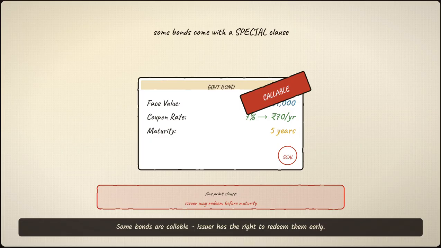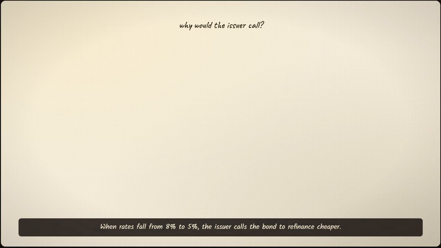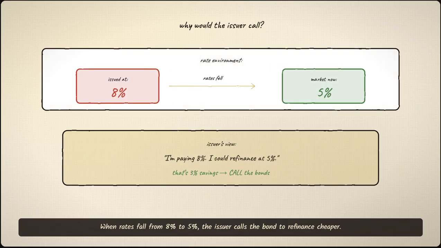Some bonds come with a special clause. The issuer has the right to call the bond back before maturity. This is called a callable bond. Why would an issuer do this? Imagine you issued bonds at 8% when the interest rates were high. Rates then fall to 5%. Now you're stuck paying 8% when you could refinance at 5%. The call option lets you redeem those bonds early, issue new ones at a lower rate, and save the difference.